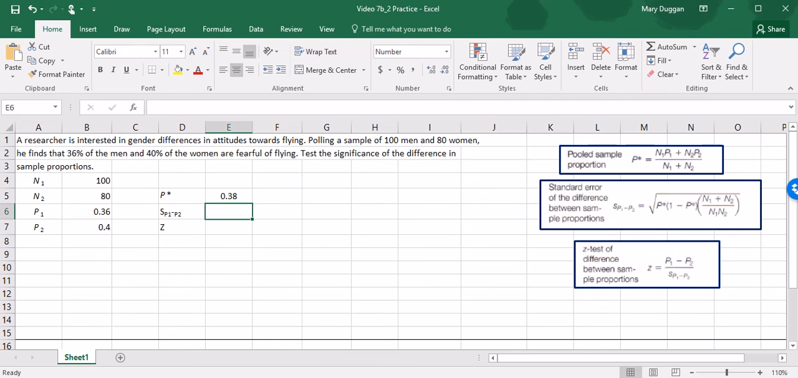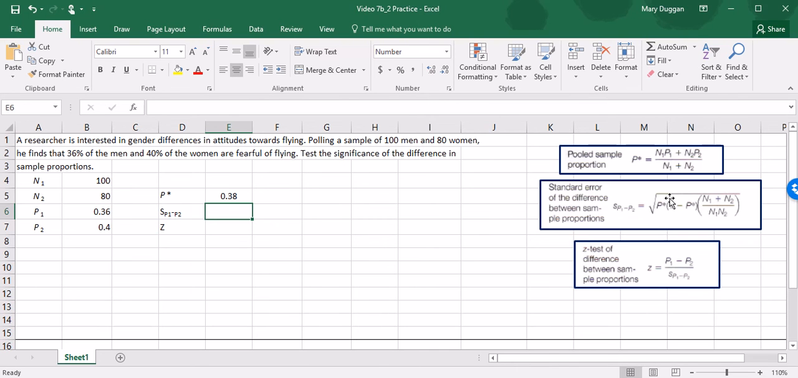P star as a proportion will always be between 0 and 1, and it should fall between the proportions for the two groups. And as you can see, 0.38 is in the middle of 0.36 and 0.40. It won't always be right in the middle, but in this case it certainly is. And now that we have our P star, or our shared proportion for the two groups, we can calculate our standard error, which is this formula right here.